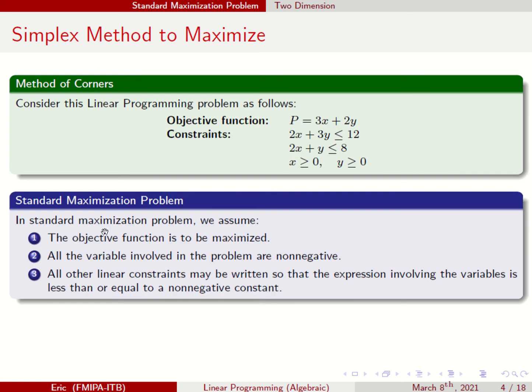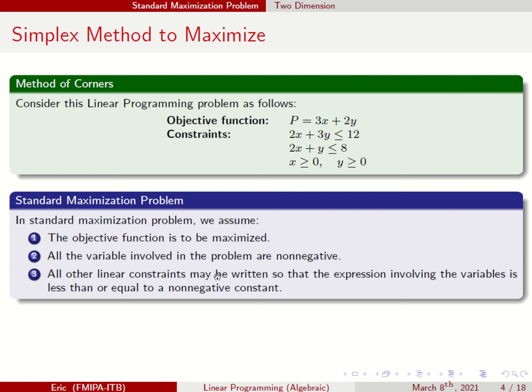The first thing we would like to discuss is what we usually call the standard maximization problem. In a standard maximization problem, we assume that the objective function is to be maximized. So I want to find the maximum. If it is a minimum, that is not a standard maximization problem. All the variables involved should be non-negative. What are the variables involved here? P, X, Y, all should be non-negative. What do we mean by non-negative? It should be positive or 0.